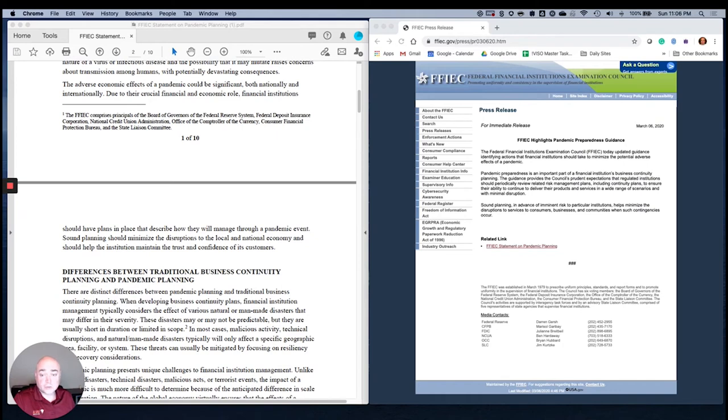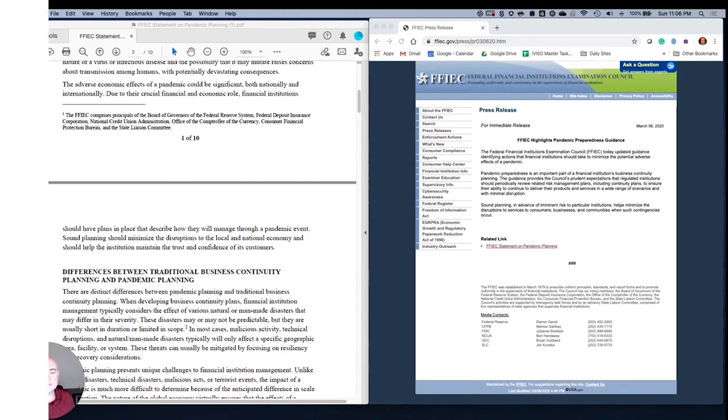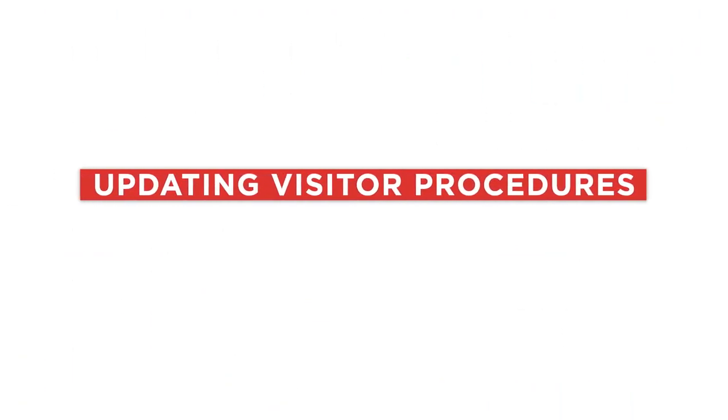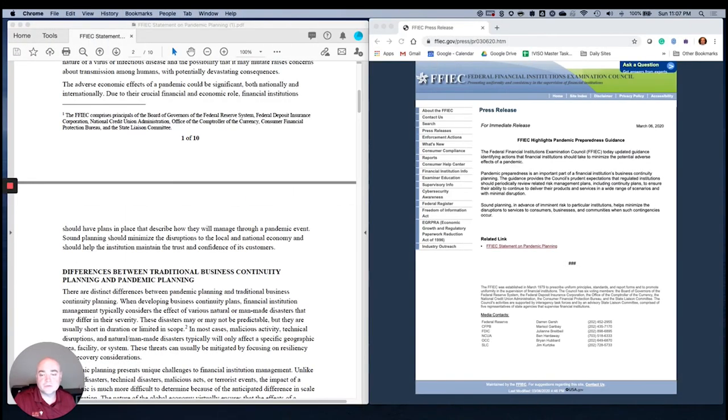The last thing is social distancing, you know, minimize staff contact. In addition to that, consideration should be given towards visitor procedures and whether restrictions should be implemented for visitors accessing those facilities. So that's it. That's a high level, little summary of what's going on with the recent FFIEC update.